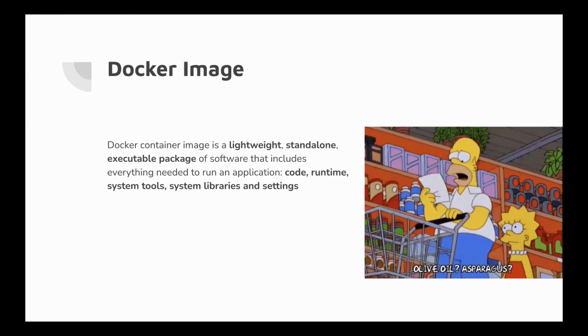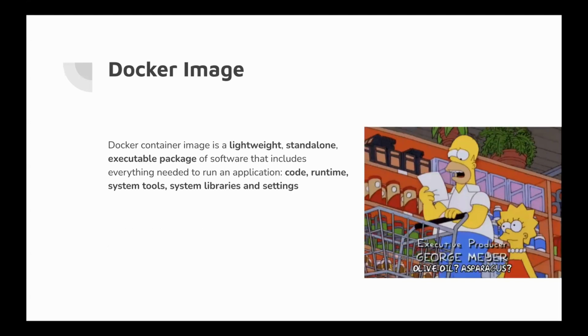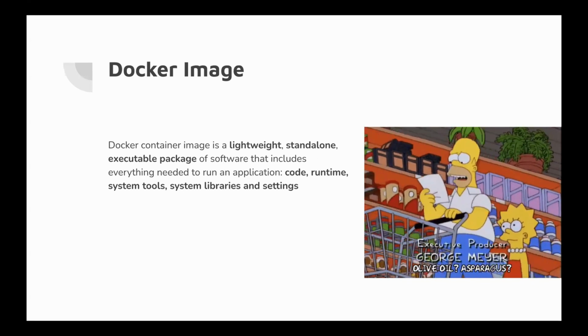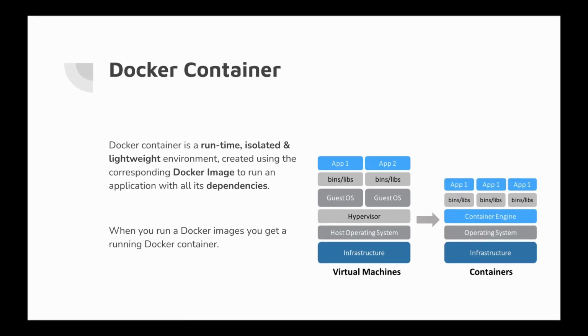Let's move on. Docker container. Let's go by definition and I'll explain. A Docker container is a runtime, isolated, lightweight environment. So a Docker image was just an executable package, but a Docker container is a runtime isolated lightweight environment. You can think of an image as a class and a container as an object. The image is just a blueprint and the container is the actual runtime environment, created using the corresponding Docker image.